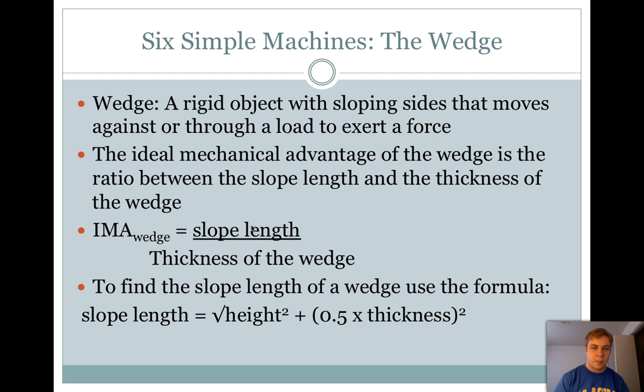The ideal mechanical advantage of the wedge is the ratio between the slope length and the thickness of the wedge. The ideal mechanical advantage formula is slope length divided by the thickness of the wedge. To find the slope length of a wedge, use the formula slope length equals the square root of the height squared plus 0.5 times the thickness squared.